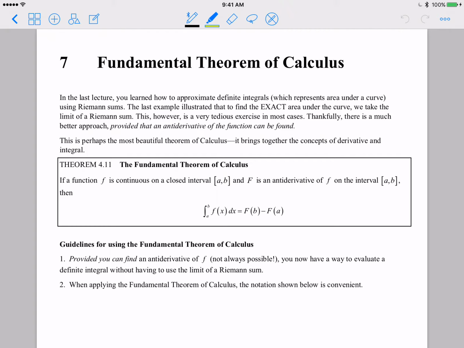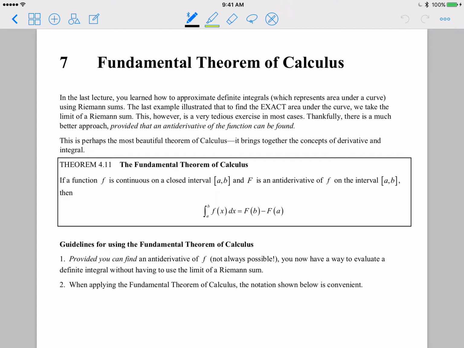And so because of that, the mathematicians way back tried to figure out an easier way to find the value of a definite integral without having to compute the limit of a Riemann sum. And what they found was absolutely just the most beautiful theorem in calculus, which brings together the concept of derivative and integral. So that's the fundamental theorem of calculus.